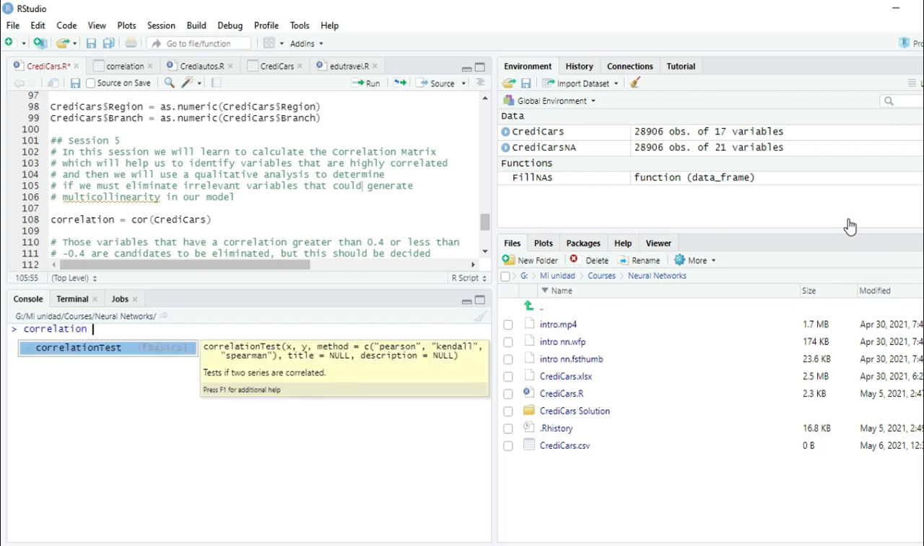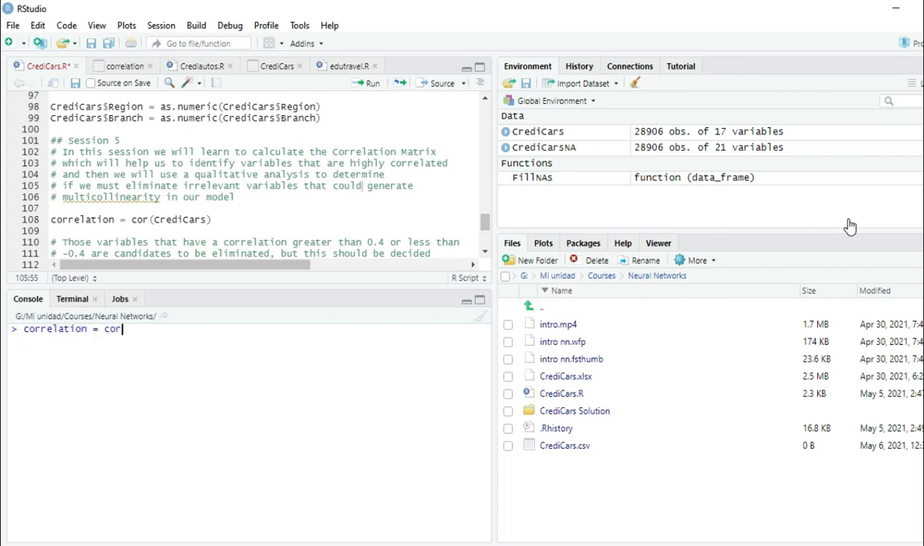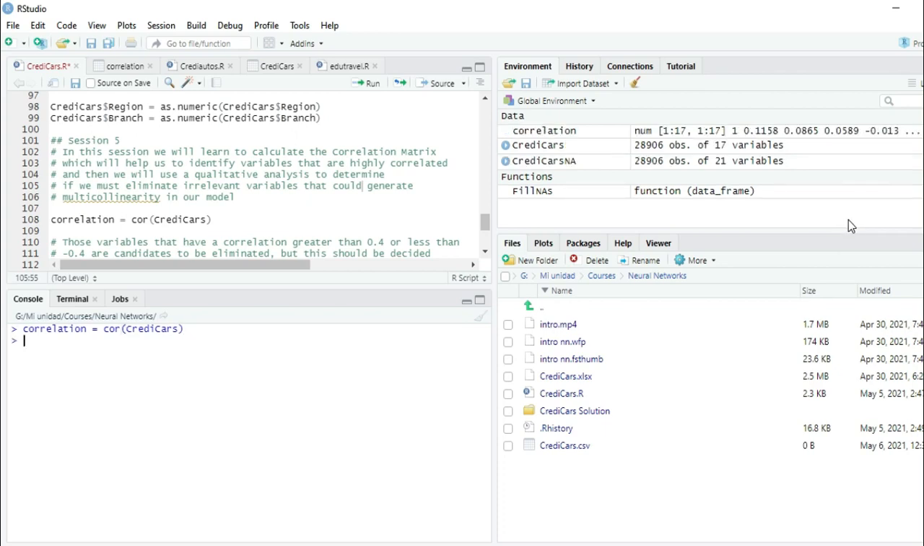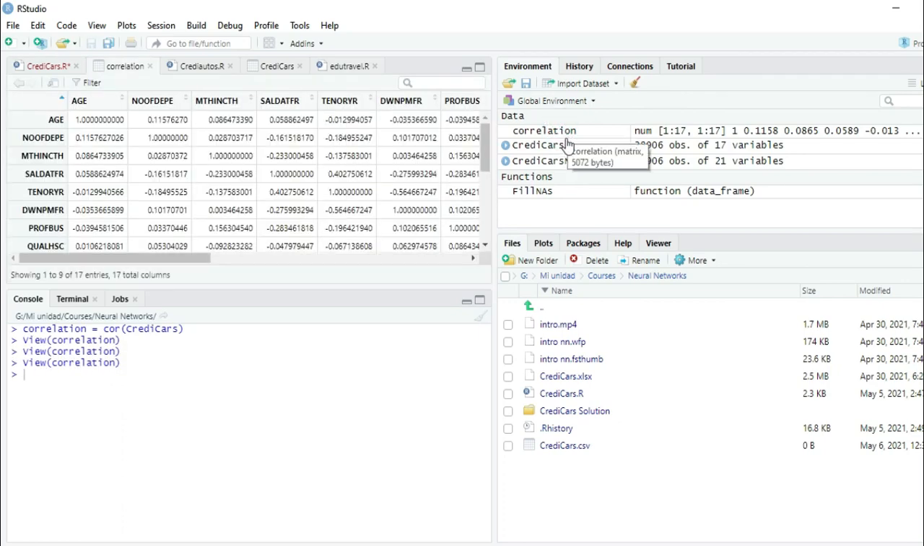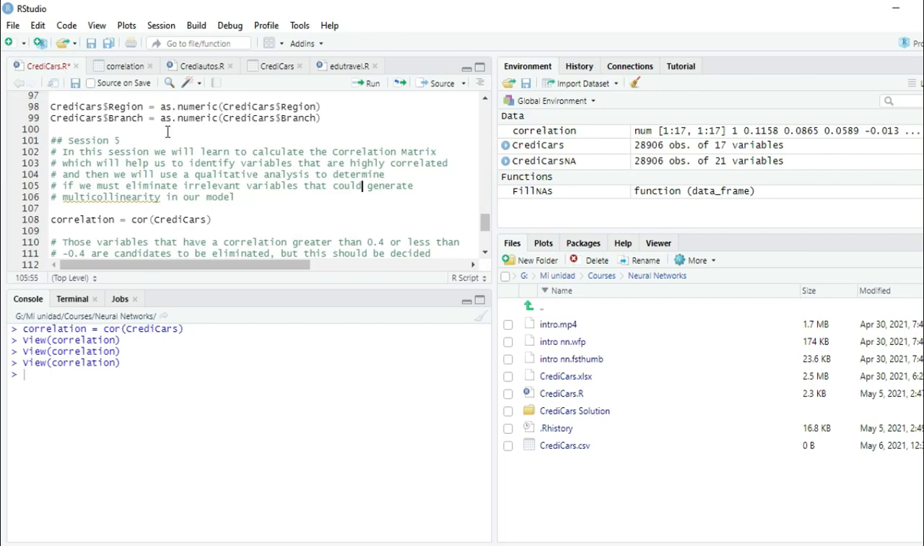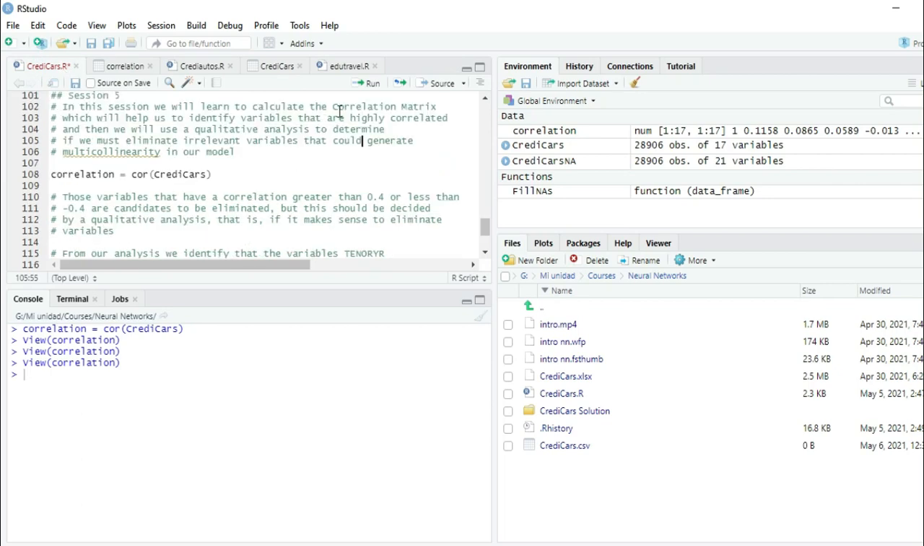So let's start, and we are going to compute the correlation matrix. We are going to create the variable correlation, and we will use the function cor. And as a parameter, we will use our credit cards data frame. We press enter, and now we have computed the correlation matrix. We double click on correlation, and now we have to look for those variables that have a correlation greater than 0.4 or less than minus 0.4, which are candidates to be eliminated.